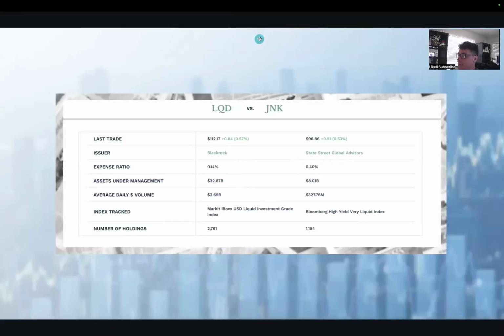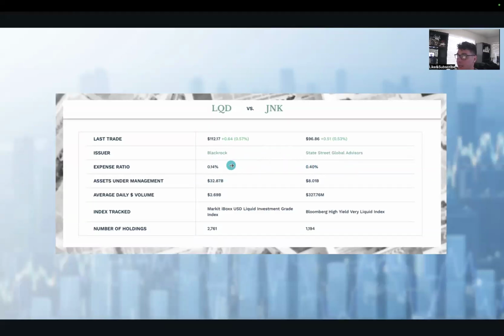Now, if we take a look, LQD is from BlackRock, okay? JNK is from State Street. Now, I'm sure you've all heard the saying that there are three companies that really rule the world, that control the world. It's BlackRock, State Street, and Vanguard. They pretty much own a majority of the assets globally, right? So no surprise that these ETFs are issued by them.